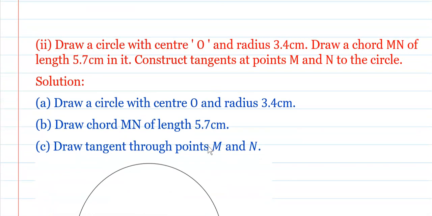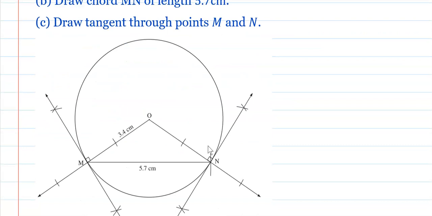Draw a circle with center O and radius 3.4 centimeter. Draw a chord MN of length 5.7 centimeter in it. Construct tangents at points M and N to the circle. Now first of all, draw the circle with center O. We will draw the 3.4 centimeter circle. Next, we have to draw the chord of 5.7 centimeter here.